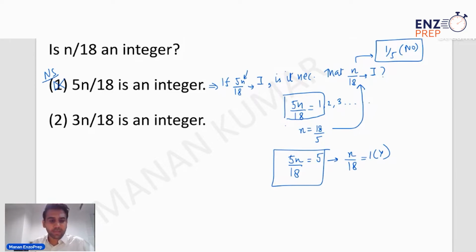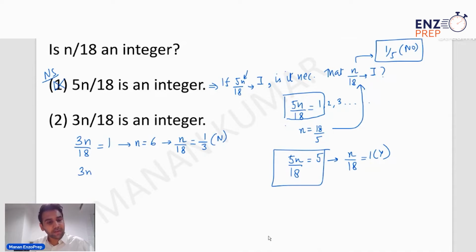The second statement is 3n by 18 is an integer. As I said, you can extrapolate and understand that 3n by 18 could be any integer: 1, 2, 3, 4, 5, 6. If I take 3n by 18 as 1, in that case you'll get n equals 6. And if you plug n equals 6 back into the question, you get n by 18 as 1 by 3, which is obviously not an integer.